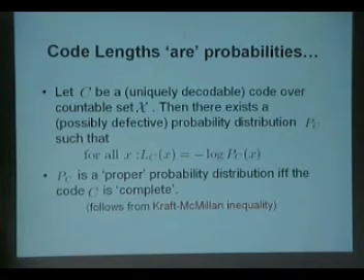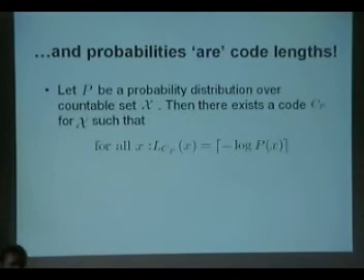If the code I start with has a particular property which is called completeness, then actually the corresponding distribution will add to 1. And if I don't tell you otherwise, in all these lectures, all the codes I'm going to be talking about will be complete. So then you can assume that the code can be mapped to a probability distribution. Now I just mapped code length to probability.